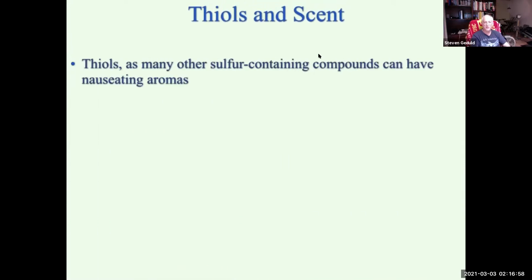Okay, thiols, a lot of thiols are scents, they smell. Thiols, as many other sulfur-containing compounds, have a nauseating aroma. They do not smell good. Rotten eggs is the smell of sulfur. We add that smell of sulfur to natural gas. Natural gas is odorless. Okay, we add sulfur to it, thiols, to make it smell. So if there's a leak, we can smell the leak. That's why we do it.